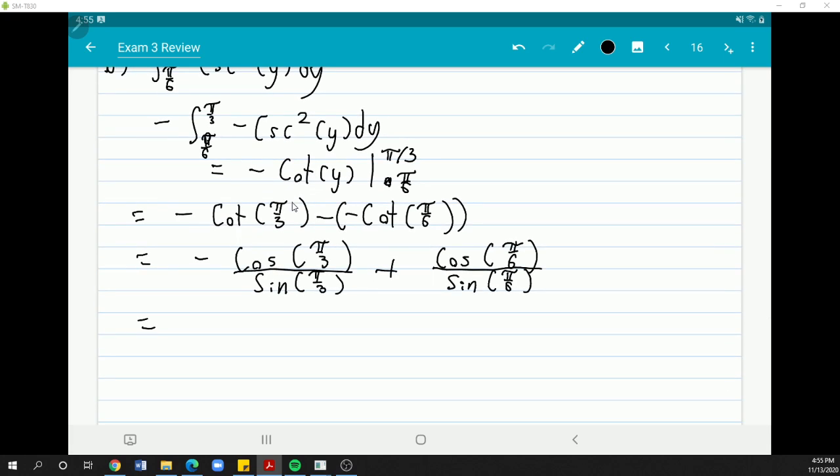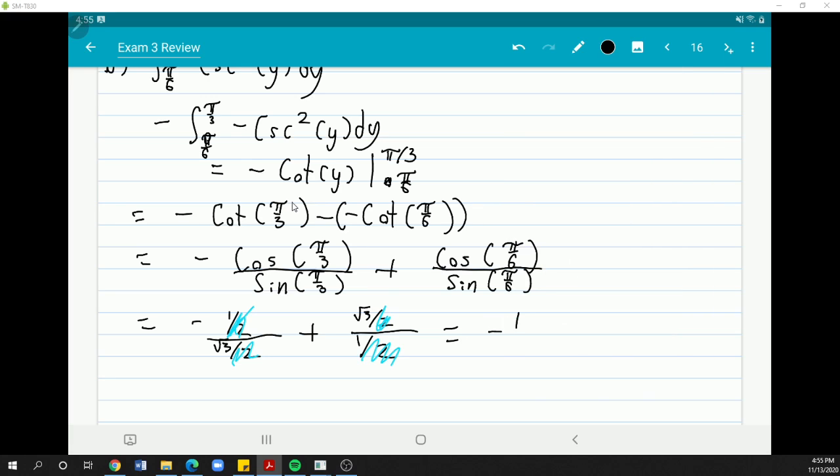Cosine of pi over 3 is 1/2. Sine of pi over 3 is root 3 over 2. Plus cosine pi over 6 is root 3 over 2, over sine of pi over 6 is a half. I'm dividing the top and bottom on both sides by 2, so I can cancel those. If I multiply by the reciprocal, you can think that way the 2's would cancel.